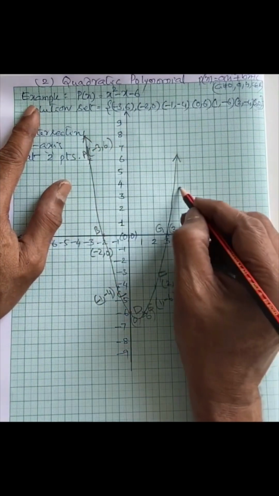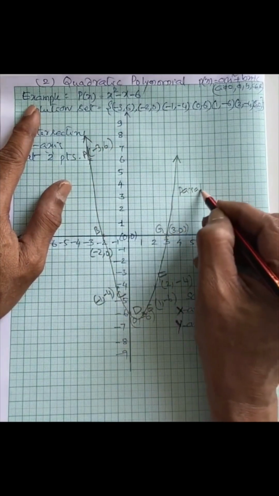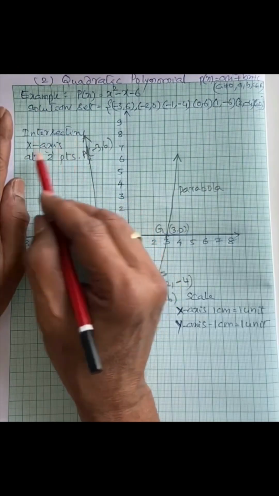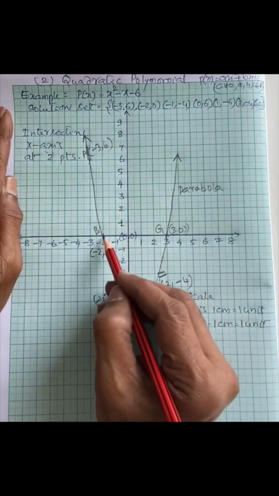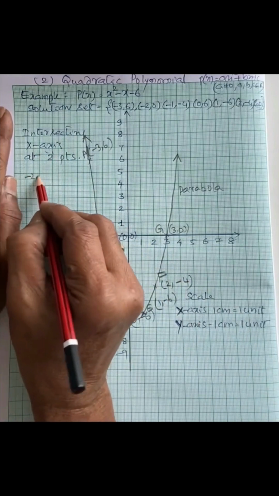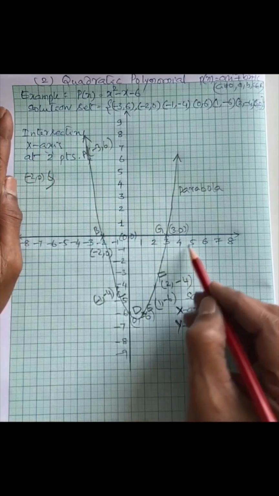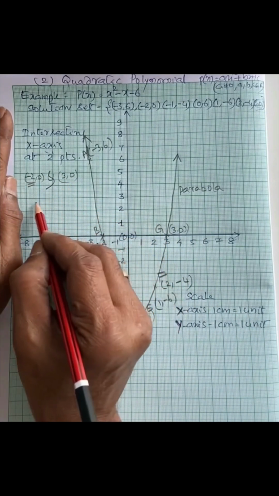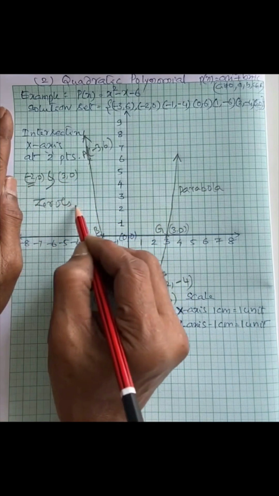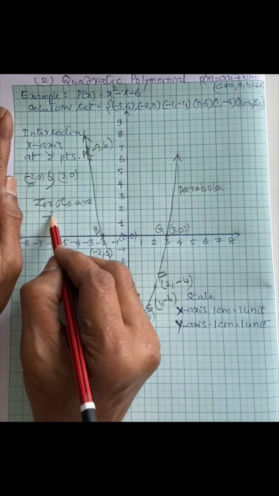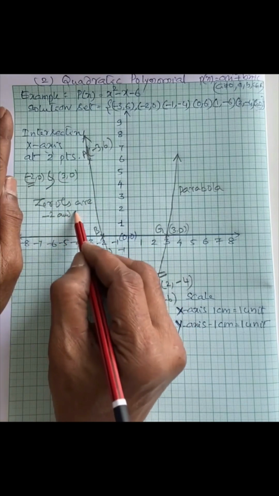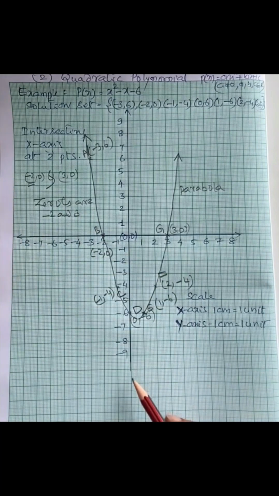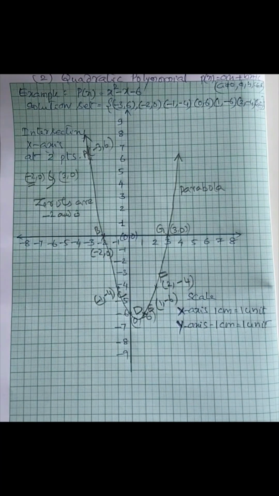It is a parabola intersecting x-axis at 2 points. They are -2, 0 and 3, 0. What are the zeros of the polynomial? Zeros are -2 and 3. Like that, you have to find the zeros of the polynomial by drawing the graph. This is a parabola. Okay, next we will go to another graph.